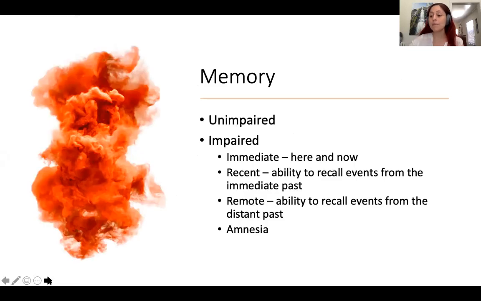Next, we look at memory, and this is the last part of the general description section of the MSE. If it's unimpaired, indicate so. If it's impaired, indicate which part of their memory is impaired. So immediate memory would be here and now, and you could check that by asking the client to repeat 6 digits forward and backward. Recent memory is also known as short-term memory and could be assessed by asking the client to tell you what they had for breakfast, for example. And then remote is long-term memory, and you could check this by asking the client information about their childhood.